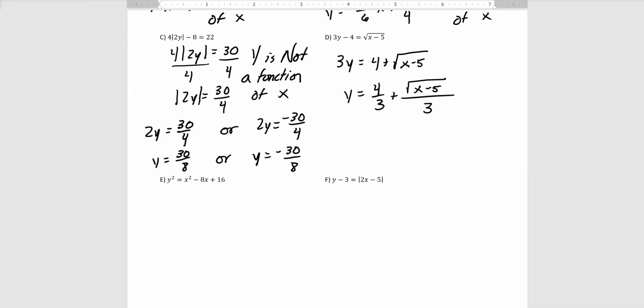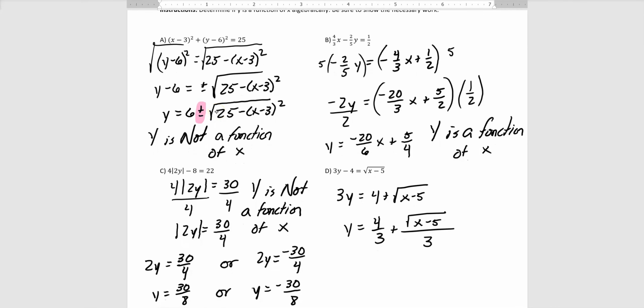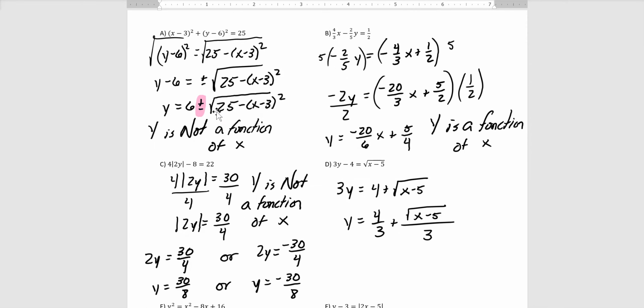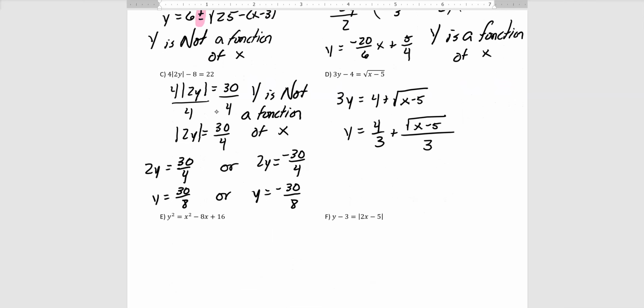Now this one's tough because if we look up above at letter A, we had a square root and we had the plus or minus. Now notice that plus or minus came because we performed the square root. On this one, the square root's already given to us, so there is no plus or minus. So if I plug in a value for x, I'm not going to have the positive and negative. It's just plus. So that means that for one input, I would only get one output, which tells me that y is a function of x.